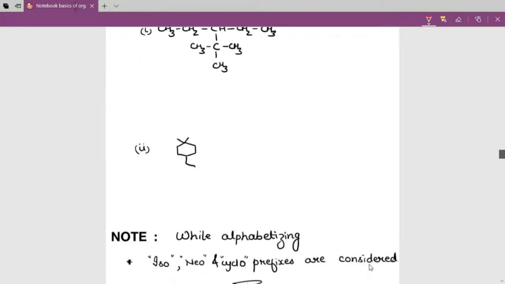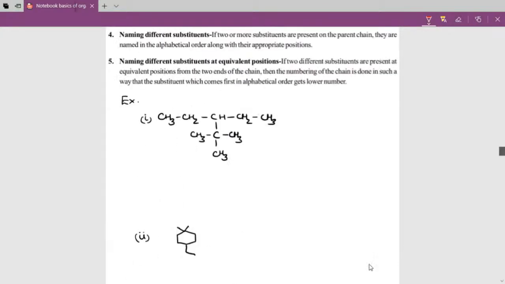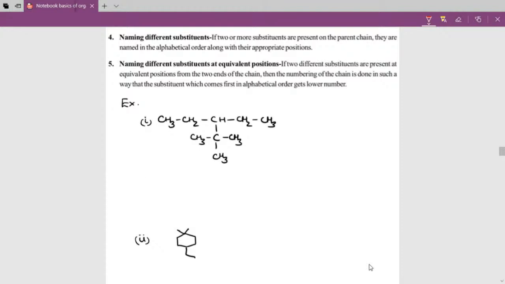I'll exemplify if there are two possibilities. So let me add one more example here. Say this. Now I have the same set. You go in the clockwise direction, you will have 1, 4. You go in the anti-clockwise direction, this way or that way, you will have the same set of 1, 4. Equivalent positions. Either side you are having an equivalent set of positions.